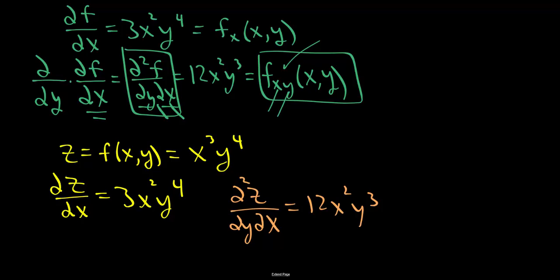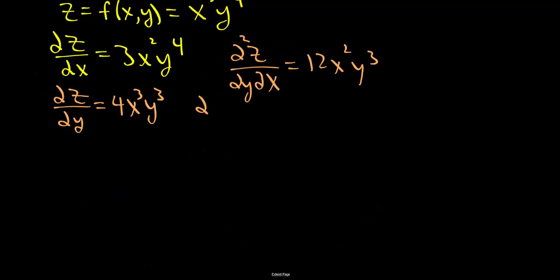Now, let's go the other way. Let's take the partial of z with respect to y. And that would give us 4x cubed y cubed. There's the partial with respect to y. Now what I want to do is take the derivative with respect to x. So now here I go. I've got the second derivative, and now I've got y here and x here.